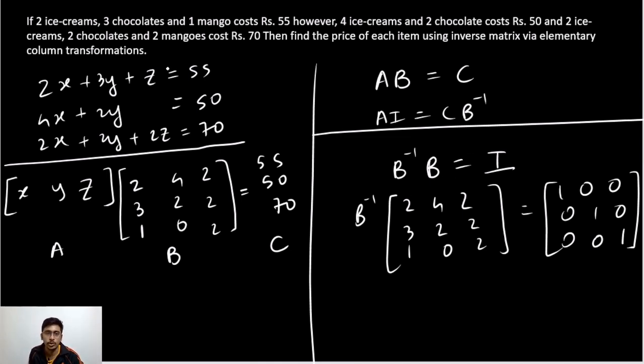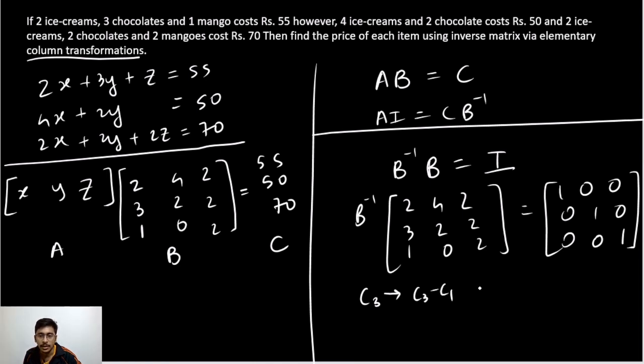Since we have to use column transformations, what column transformation can we use? Let's try to get as many zeros as possible first. Let's say I subtract the first column from the third column to get a zero over here. So I'll write C3 becomes C3 minus C1.